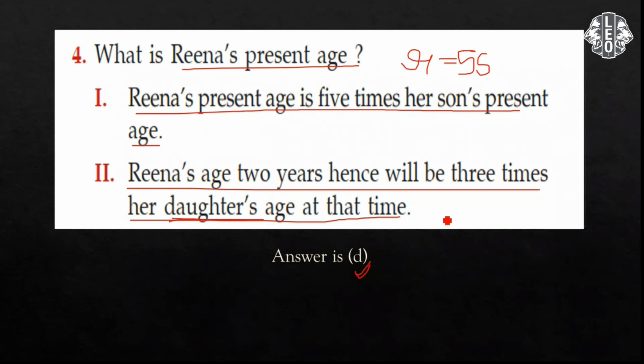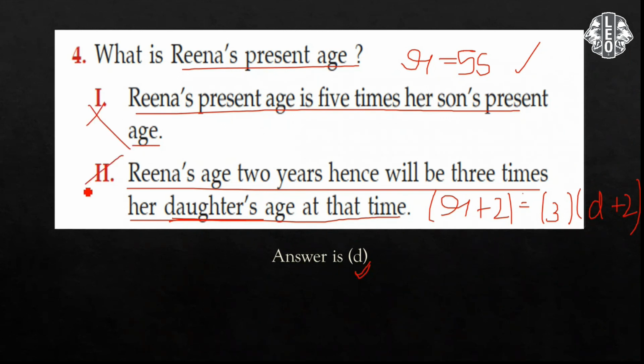Okay. So R plus 2 will be 3 times her daughter's age, so it will be D plus 2. With this I cannot find R in any case. I can only establish relations. So both are not possible, so I give it as D.